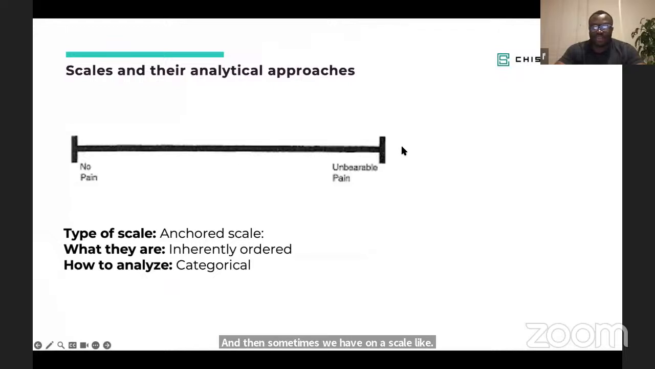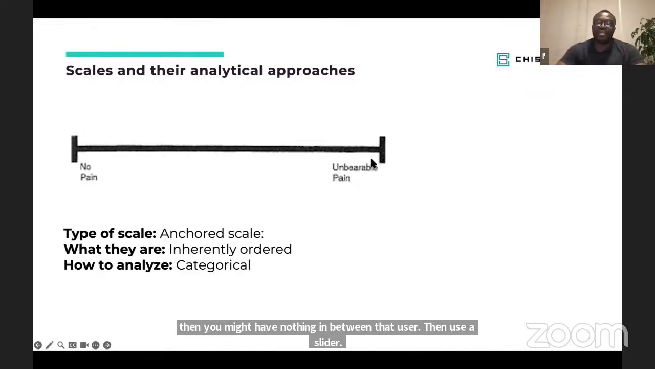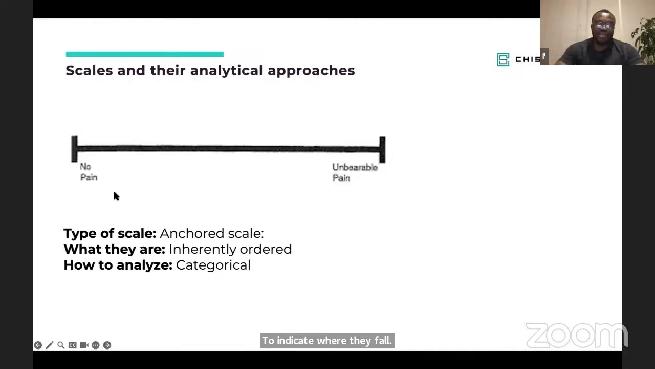Anchored scales typically have an anchor at the end, and then you might have nothing in between. But the user can then use a slider to indicate where they fall. Again, this would be analyzed in that same manner because there's an ordering from the anchors, no pain, to the other extreme.